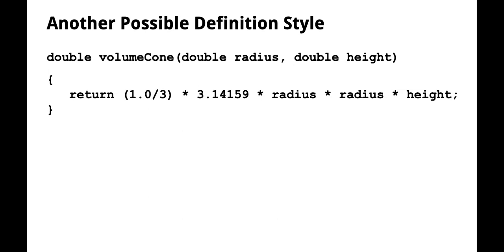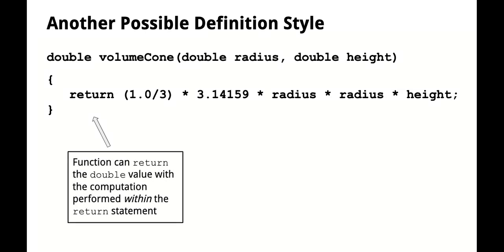Another style you could use is like this. You could put the computation in one line. Feel free to do this, but I think in terms of how complex your function is, you might want to do the stage of declare, assign, and then return, but this is totally fine as well. You can make a lot of functions that return values be one line if there's just one computation happening. And you'll notice it returns the value of a double. You can perform the computation within that return statement.